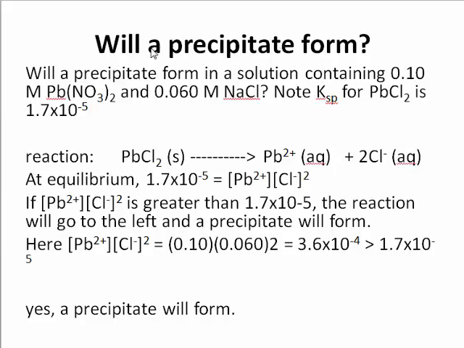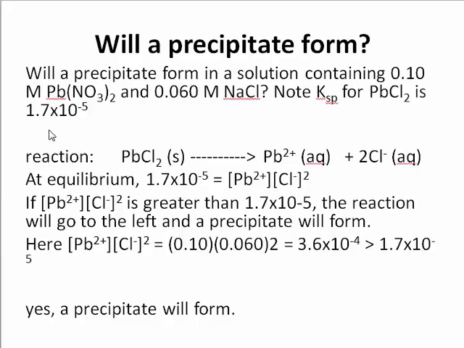The question, will precipitate form, is probably the most challenging type of problem involving equilibrium of ionic compounds. For example, will a precipitate form in a solution containing 0.10 molar lead nitrate and 0.060 molar sodium chloride? And this problem gives Ksp for lead chloride.